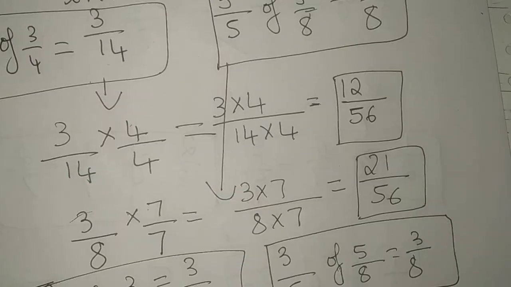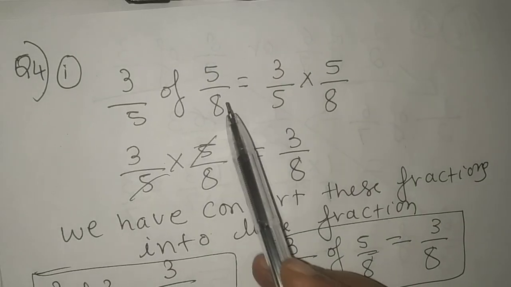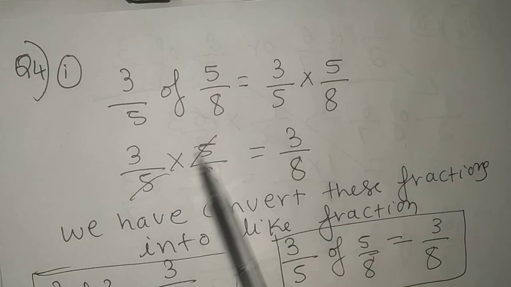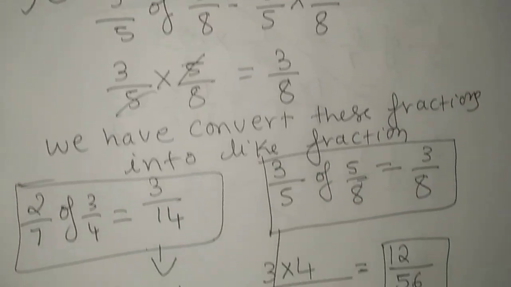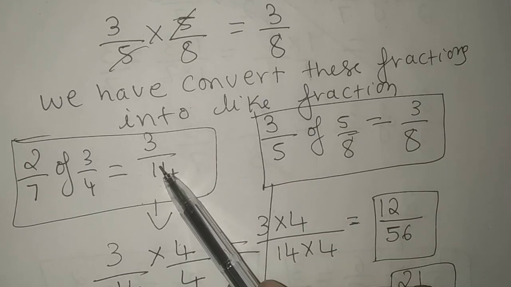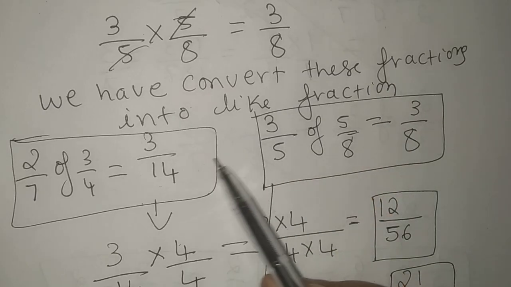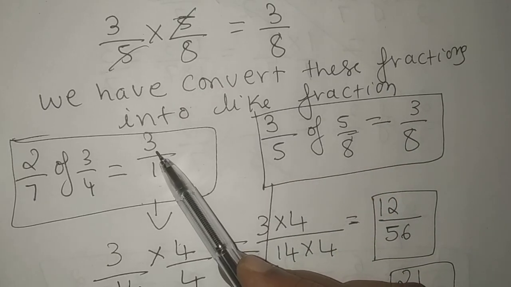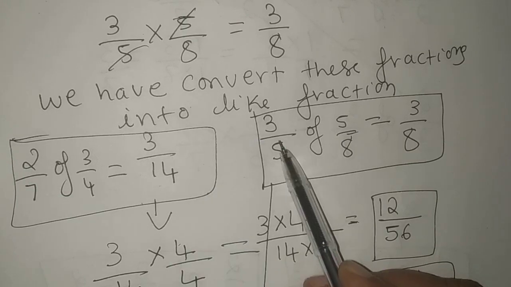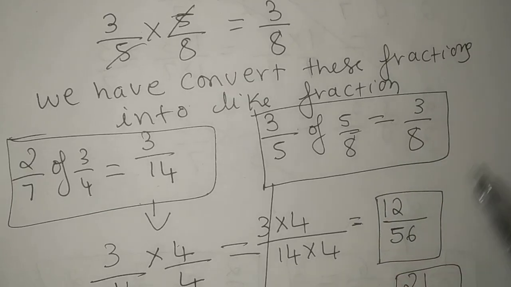So again for this first problem, 3 by 5 of 5 by 8 is equal to 3 by 5 into 5 by 8. Simplify, we get 3 by 8. Now we have to convert these to like fractions. So like fraction is what? We have 2 by 7 of 3 by 4, which is 3 by 14, and 3 by 5 of 5 by 8 is 3 by 8.